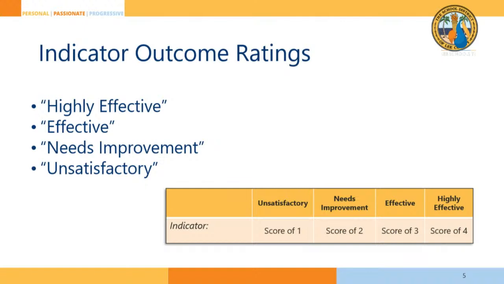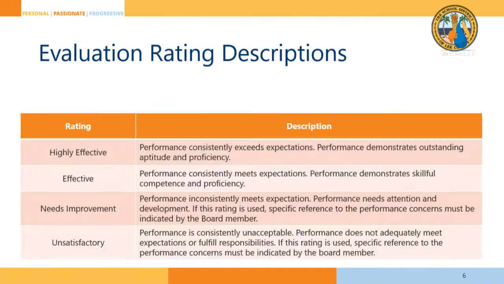Needs improvement means that they are not yet at the standard that needs to be met, which is the effective standard, and unsatisfactory scores ensure that if a rating is unsatisfactory, it is clearly identified as an area that is absolutely not satisfactory to the board in this case. I just went through those ratings, so I'm not going to read them specifically, but it just restates essentially what I said.